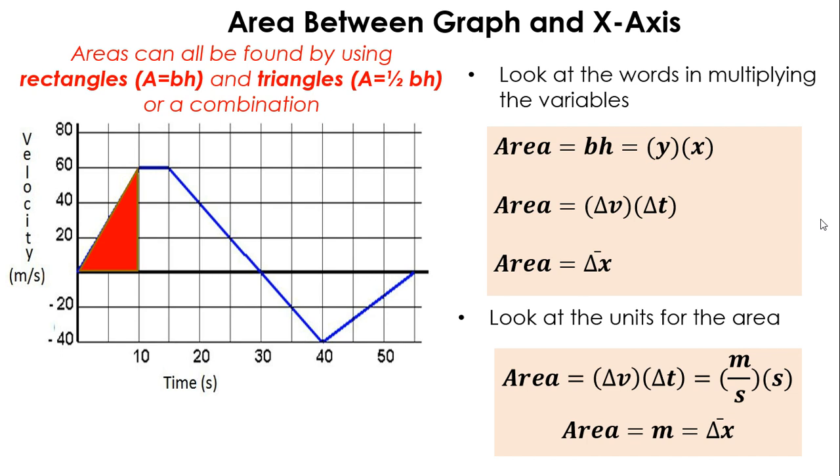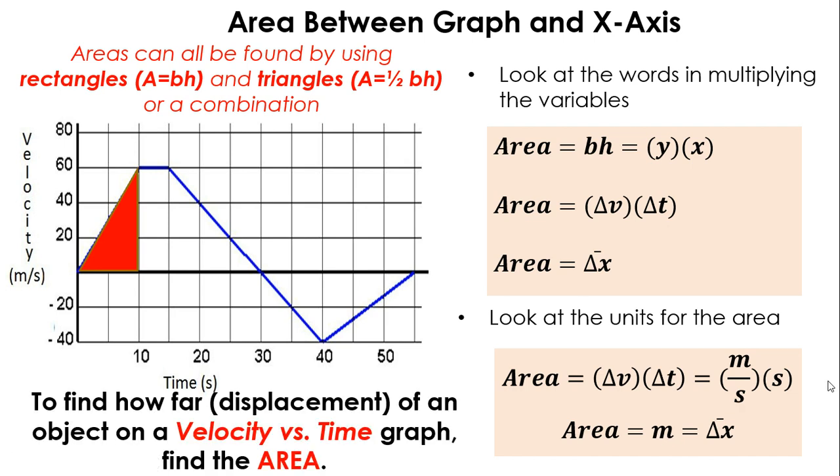And if you weren't sure about that, let's take a look at the units. You took your velocity in meters per second times the time in seconds. Those seconds will cancel out, and you'll be left with an area that would be measured in meters. And those are the units for our displacement. So if you're asked how far you traveled and you're only given a velocity versus time graph, then find the area under that curve, and that will tell us how far we have traveled.